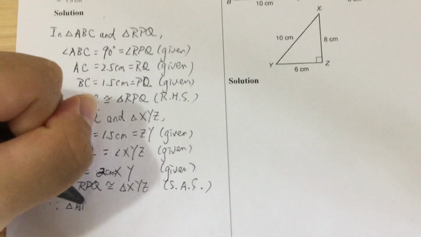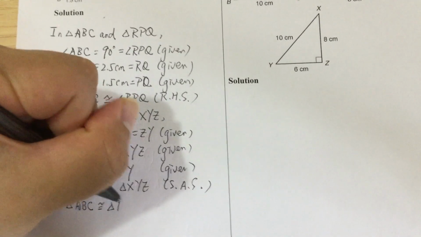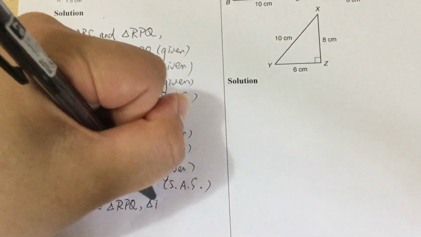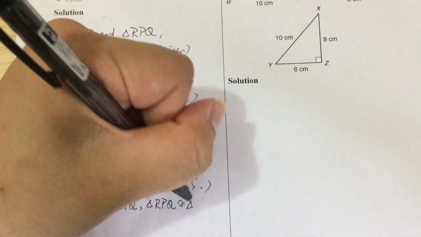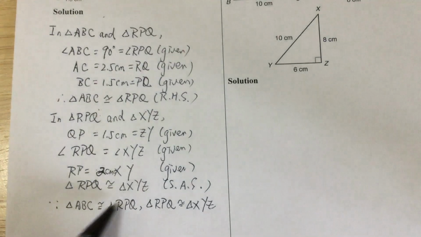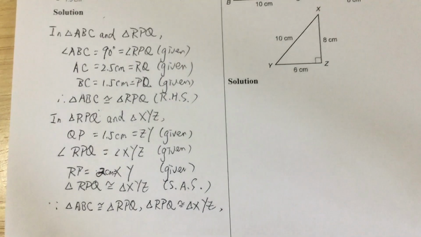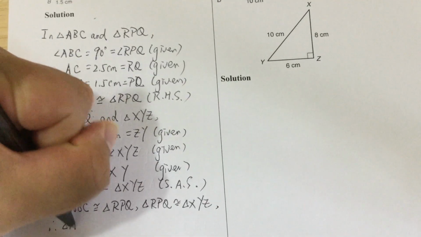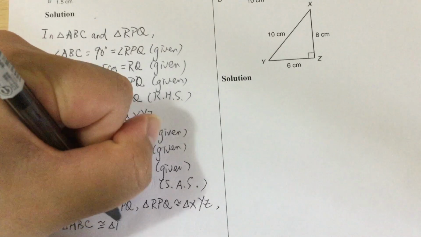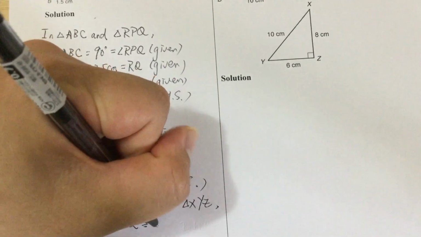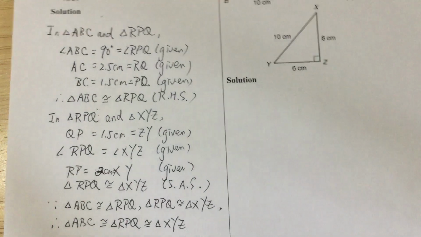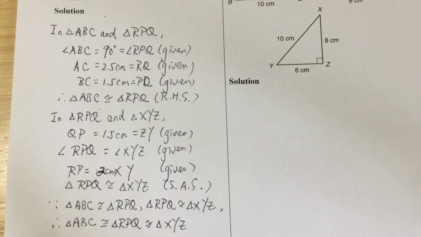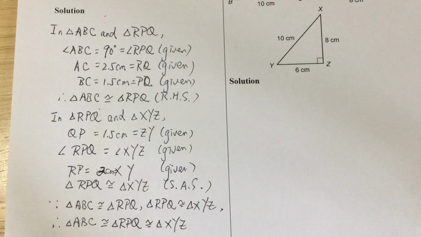Since triangle ABC is congruent to triangle RPQ, and triangle RPQ is congruent to triangle XYZ, all of them are congruent. Only one triangle can overlap each other, so we can say triangle ABC is congruent to triangle RPQ and is also congruent to triangle XYZ. So we solve the problem like this. It is more than 10 steps, but it is really good for you to understand the meaning of RHS and SAS. I stop here for 15 seconds.